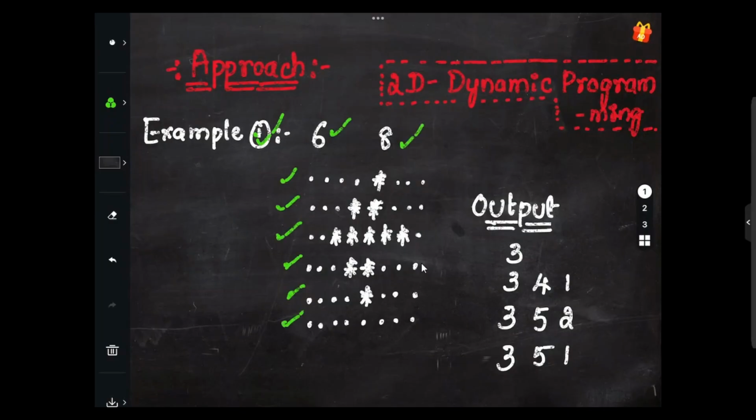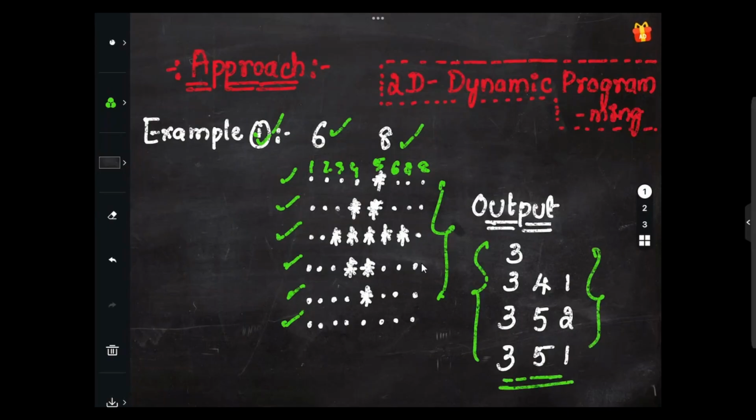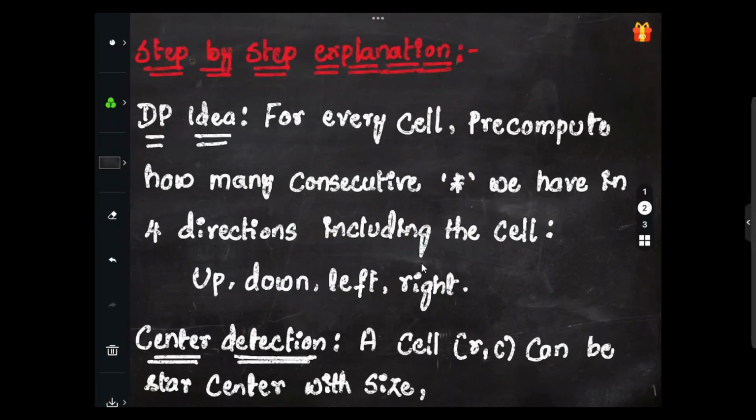This consists of, when we sum up, it has to be eight. See here, one, two, three, four, 5, 6, 7, 8, right? So this one example is the input, and the output that we need to get here is 3, 3, 4, 1, 3, 5, 20, 3, 5, 1. This is fine. Let's move on with the step-by-step explanation. Let's go with the DP idea.